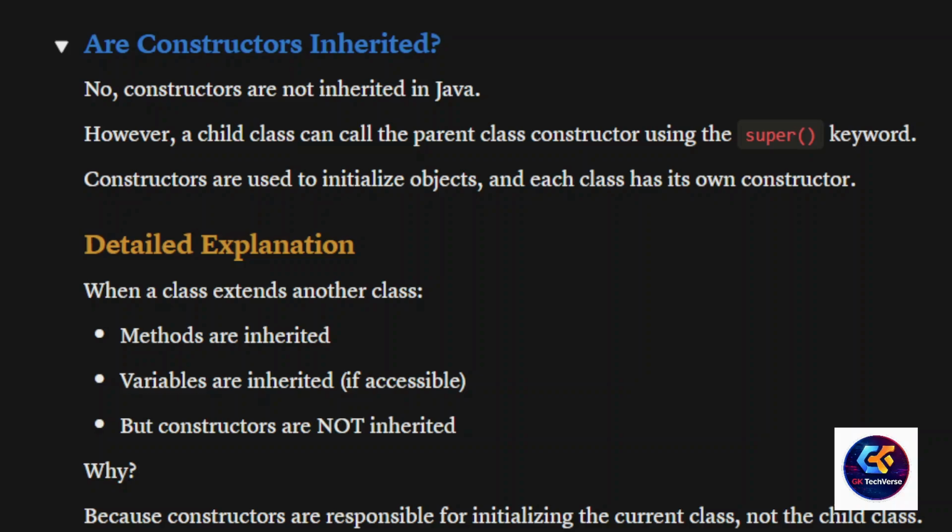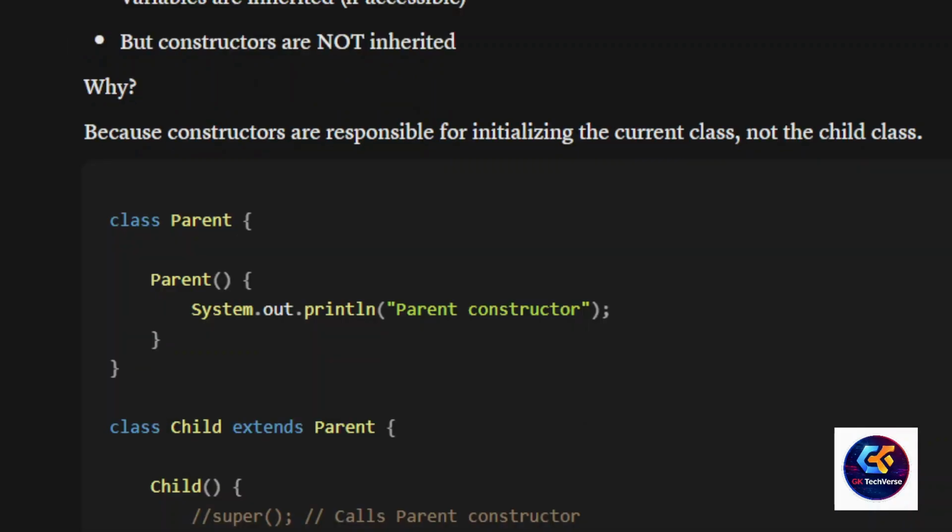Explanation here. When a class extends another class, what will happen? Methods are inherited, variables are inherited. That we already know. But constructors are not inherited. Why? Because constructors are responsible for initializing the current class, not the child class.